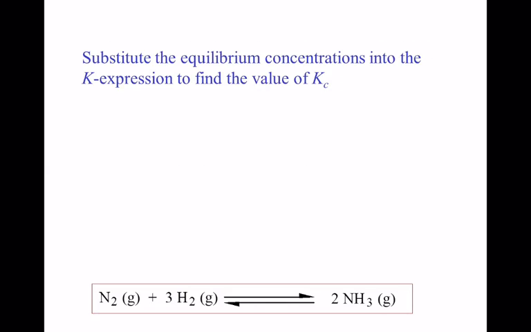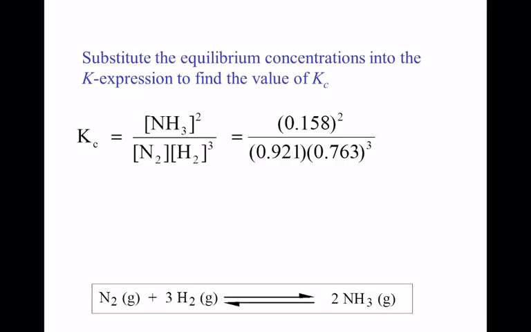All right, so then the last thing we got to do is take these numbers along the bottom, if you use an ICE table, which I like, and plug them back into our KC expression. So we can knock out a value for the equilibrium constant by, in the numerator, taking 0.158 squaring it, and in the denominator, taking the product of 0.921 to the first power times 0.763 raised to the third power. Rounding to three significant figures, we have a KC value of 0.0610.